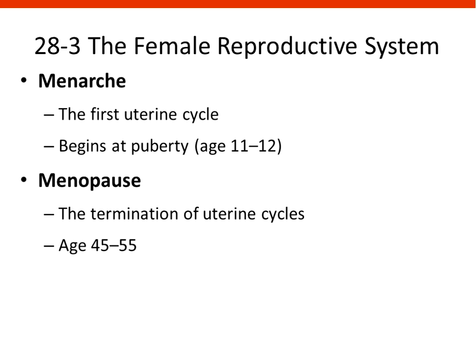The menarche is your first uterine cycle, happens about 11 to 12 years old. Some people are late bloomers, like my mom.